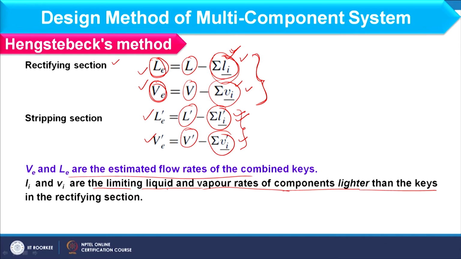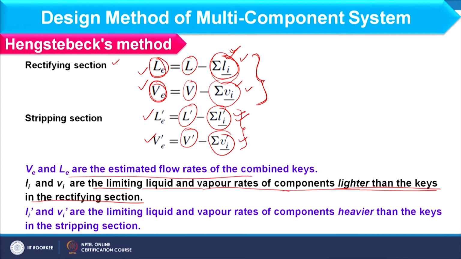So, Li and Vi are basically the limiting liquid and vapor rates of the components lighter than the keys in the rectifying section. And similarly, Li dash and Vi dash are limiting liquid and vapor rates of components heavier than the keys in the stripping section. In this way we can represent the complete multi-component problem as a binary system, and then we can see how to find out limiting flow rates of non-key components.